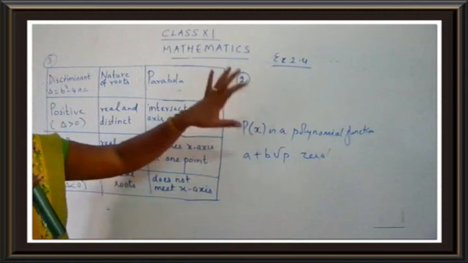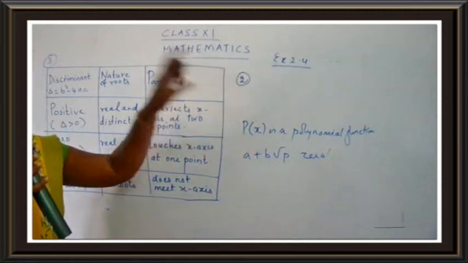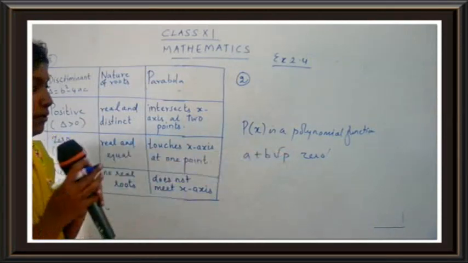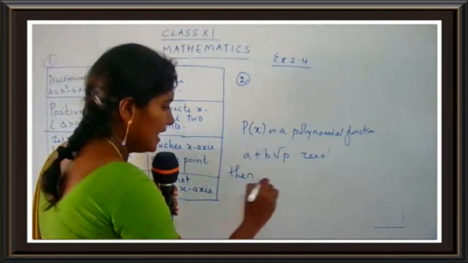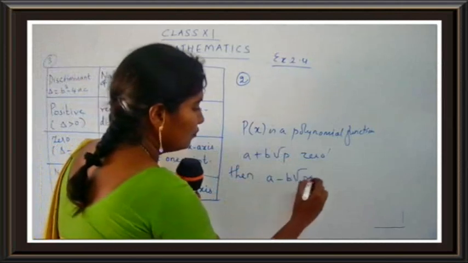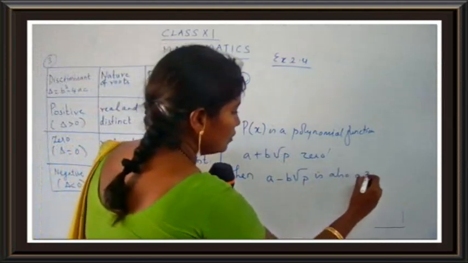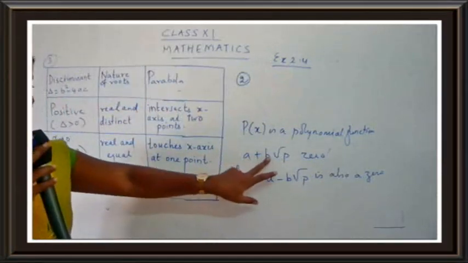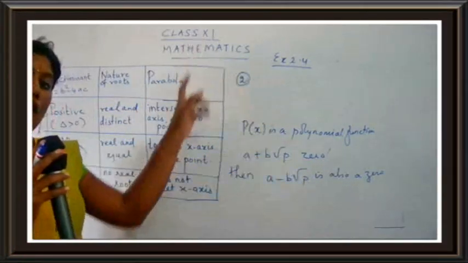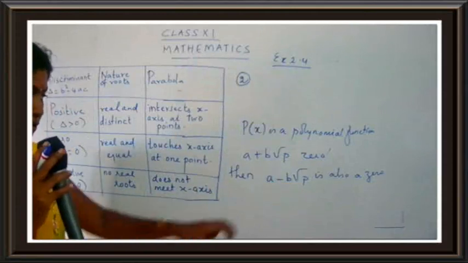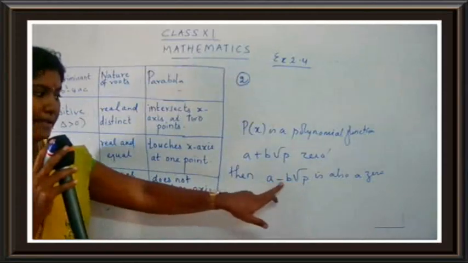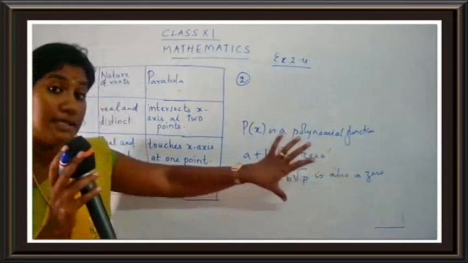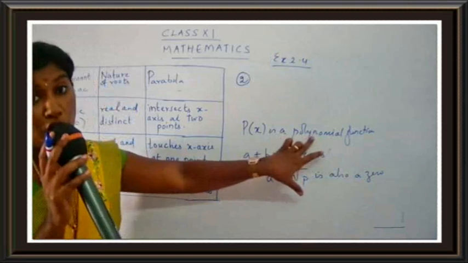Suppose p of x is a polynomial function and if a plus b root p is a 0, then we can say a minus b root p is also a 0 of the given function. So if a plus b root p is a 0, then automatically you are going to say that a minus b root p is also a 0, and this is allowed only for a polynomial function.